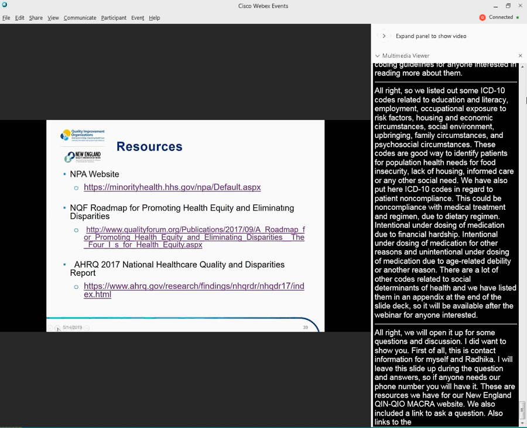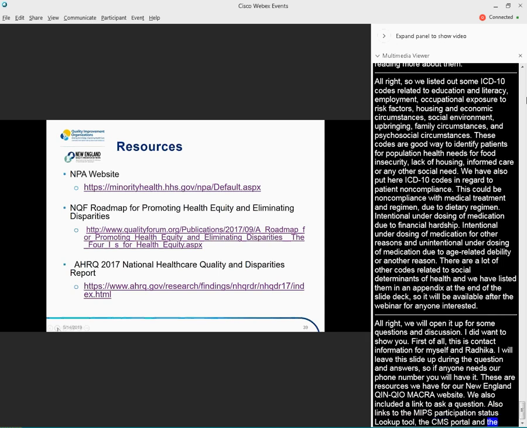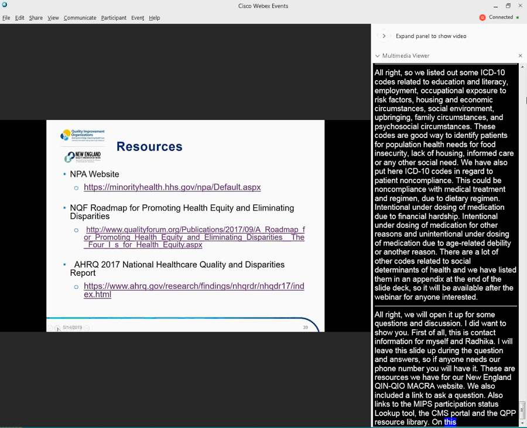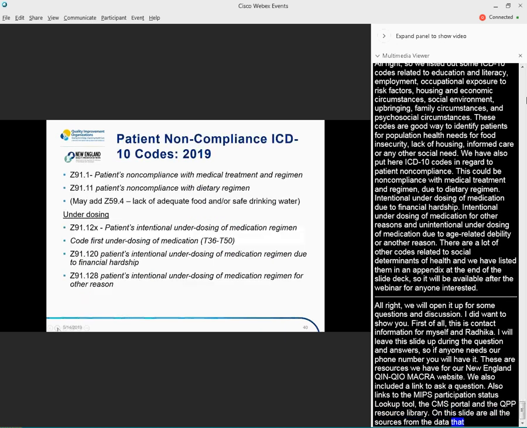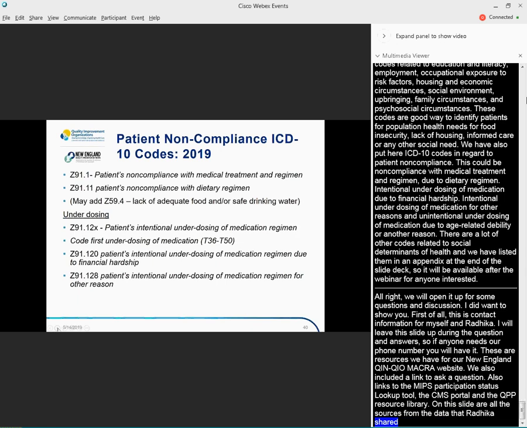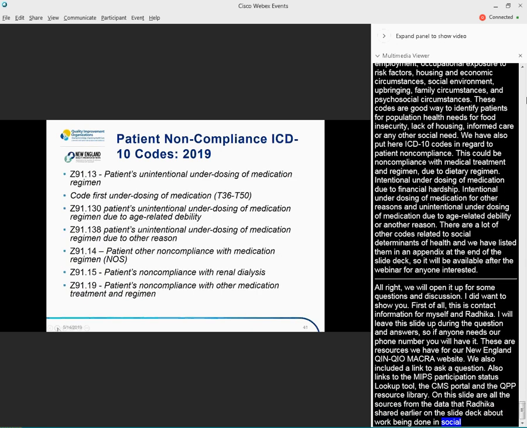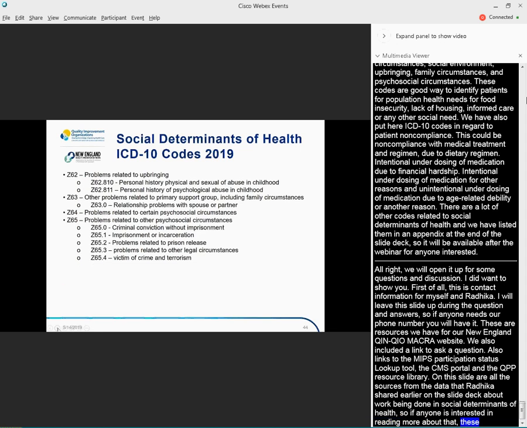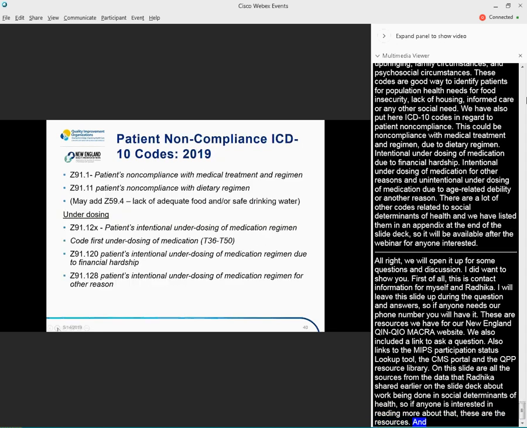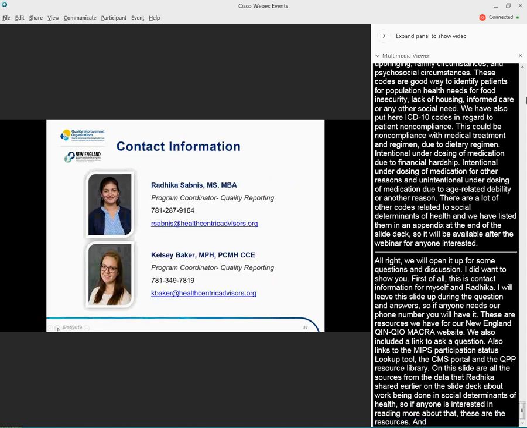On this slide are all the sources from the data that Radhika shared earlier on in the slide deck about the work that's being done in social determinants of health. So if anyone's interested in reading more about that, these are the resources. And then here are the rest of the ICD-10 codes. Like I said, we've listed them all here. There's quite a bit. So we'll let folks peruse them at their leisure if they would like.